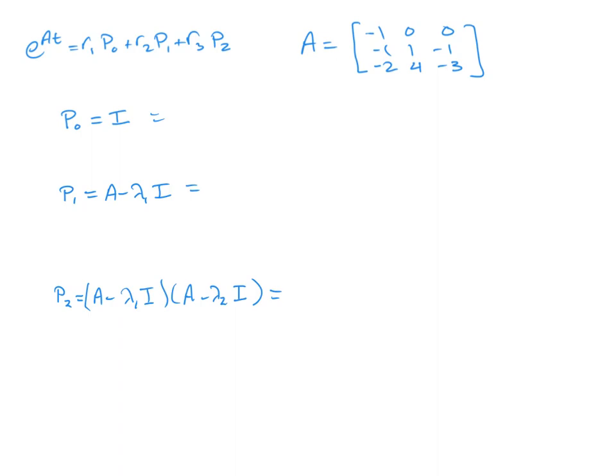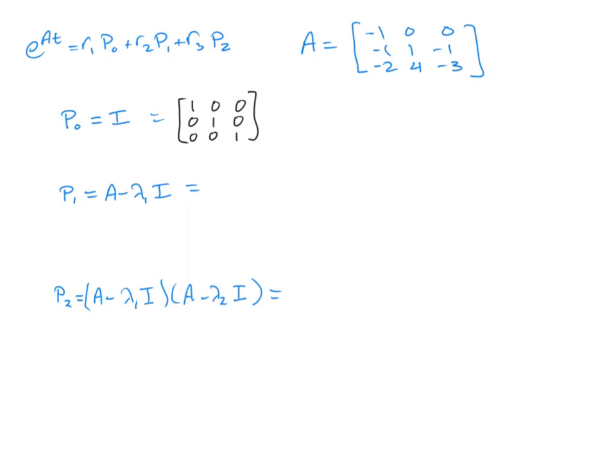All right, so for the next step of the problem, we're going to go through and find the P matrices that we need to use the Putzer algorithm. And again, P0 is always the freebie. It's always the identity matrix. But this time around, it is the 3x3 identity matrix. So it's 1, 0, 0, 0, 1, 0, and 0, 0, 1.